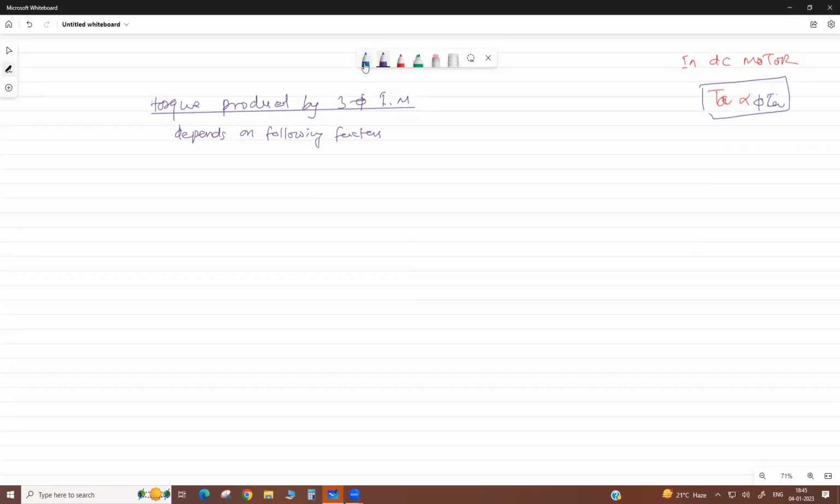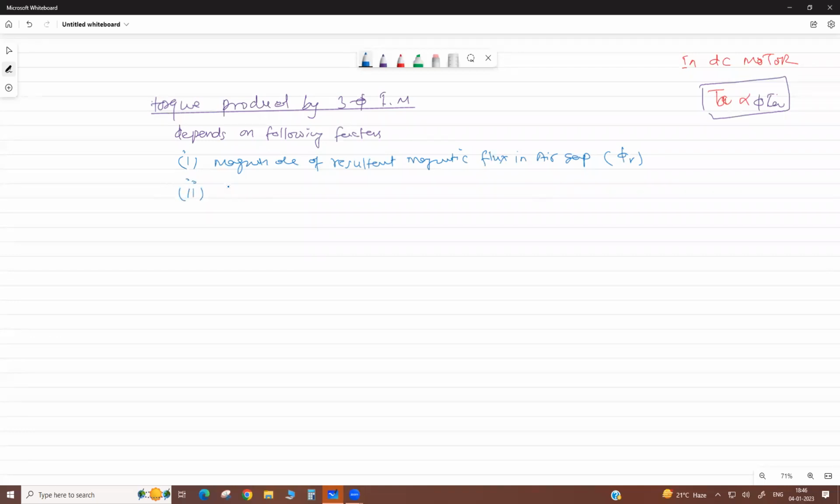First is the magnitude of resultant magnetic field, or flux, in the air gap. That is, phi r.